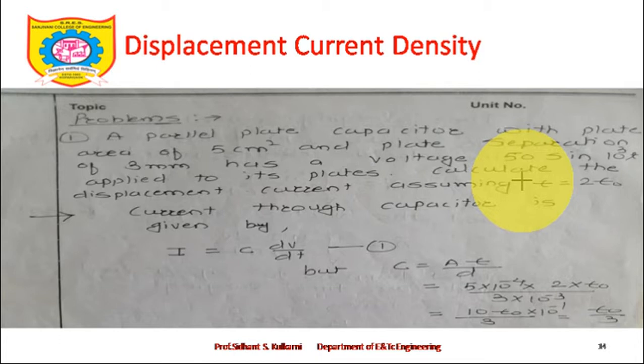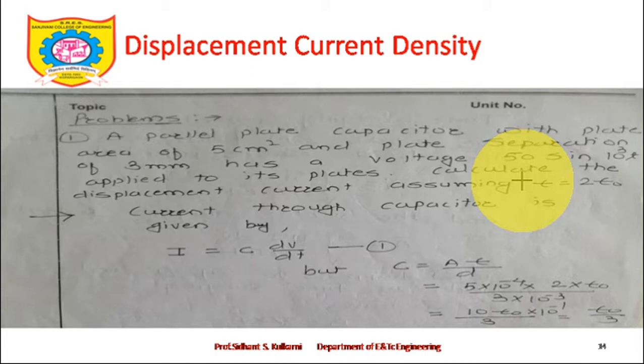To these plates, calculate the displacement current, assuming epsilon is equal to 2 epsilon naught. Now they are asking for displacement current, not density. First of all, you should know the equation for current for the capacitor. The equation is I is equal to C dV by dt. The voltage is already given as 50 sin 10 raised to 3t, so you can calculate that current.